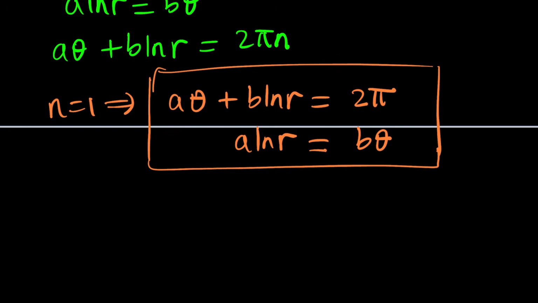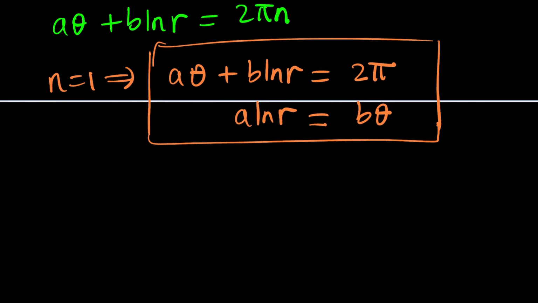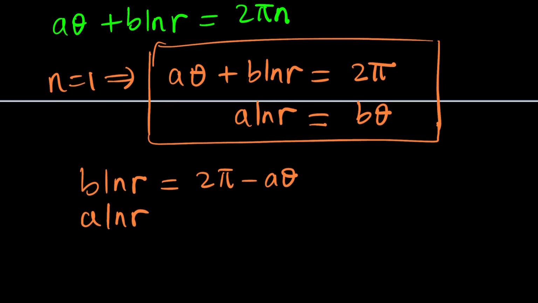Of course, it's kind of like a system with parameters. So we can change some of the variables and kind of explore what that's going to look like. And I'm pretty sure there is a graphical explanation for this as well, but it's probably going to be way too complicated. But let's go ahead and do this. For example, from the first equation, I can isolate b ln r and write it as 2 pi minus a theta. From the second equation, it's a ln r equals b theta.